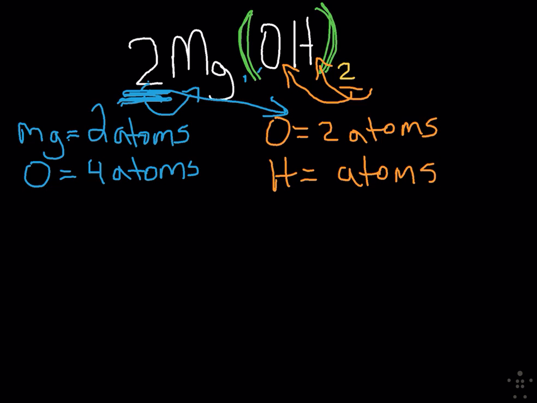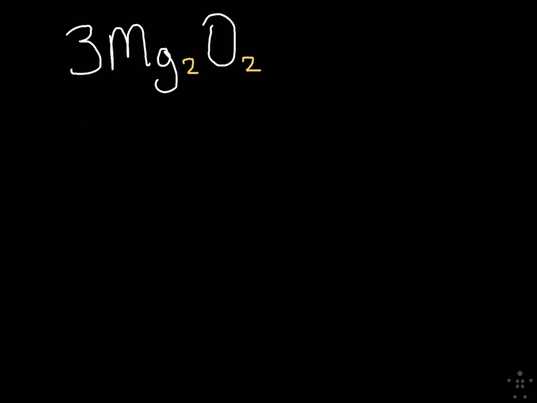I'm going to take the big coefficient and multiply it times the number of atoms of hydrogen. I'm sorry, I forgot to write the number of atoms of oxygen earlier. There's 2 of those. Okay, so let's do it. 2 times 2 of those. So when I come to hydrogen, I know I have 4 atoms of hydrogen. Okay, hopefully you guys are getting this.